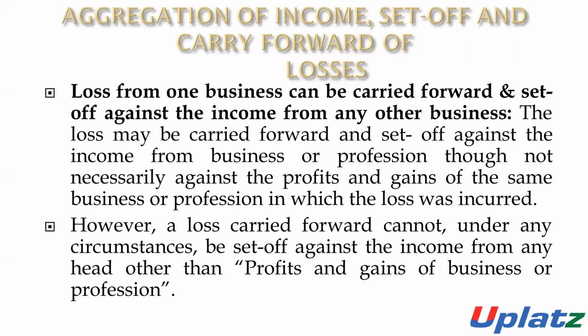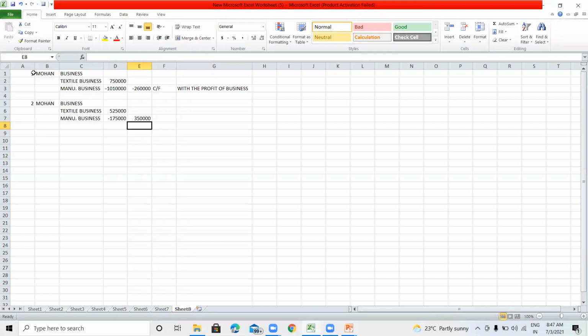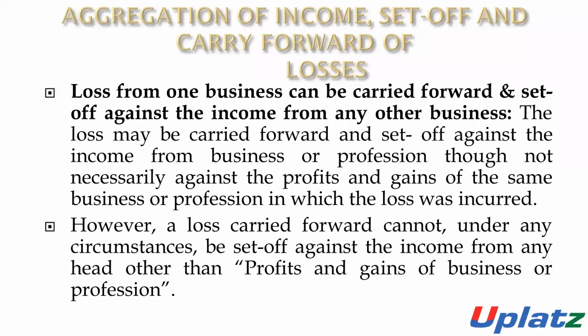So the loss may be carried forward if, for example, the loss is 6,75,000 and the profit is 6,75,000 less 1,50,000. Then 1,50,000 will not be set off and it will be carried forward. So in this situation, the loss can be carried forward and set off against the income from the business or profession, though not necessarily against the profit of PGBP in the same business or profession in which the loss was incurred.